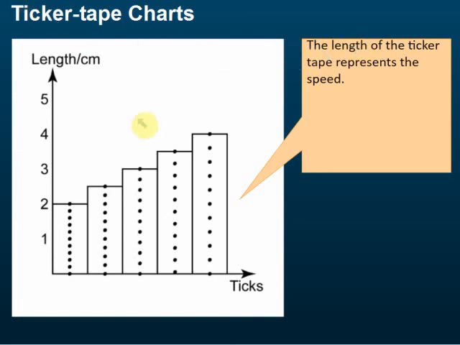Now, sometimes they cut the ticker tape with an equal number of ticks. Like this one, every 10 ticks, 10 ticks, 10 ticks, 10 ticks, 10 ticks, okay? Then you must cut it with an equal number of ticks. You cannot have this one 8 ticks, this one 7, this one 6, cannot, okay? The number of ticks must be the same, okay?